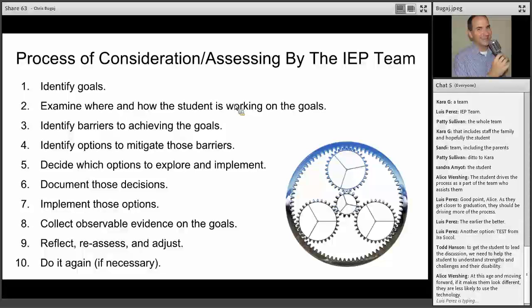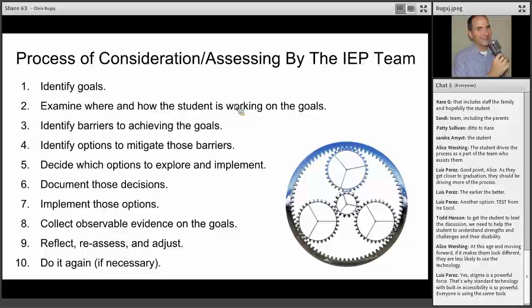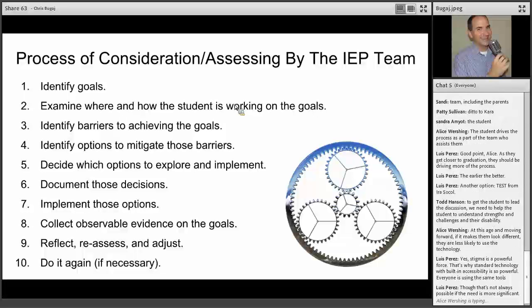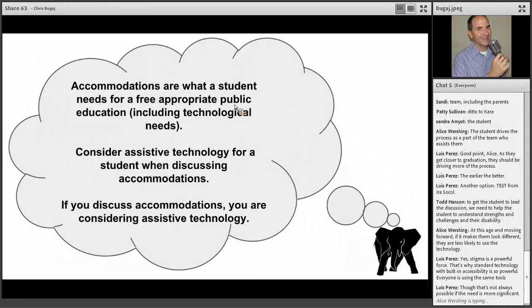Notice specifically it says you're collecting data on the goals. You're collecting evidence on the goals, not necessarily all that other stuff. You just want to see how the student is performing on those goals. And then you reflect, reassess, and adjust, and do the whole thing again as students meet their goals. That's really the heart of the consideration process. And again, so many people think of assessing and considering as two different things, but I think maybe it's time to think of those as two versions of the same process. Everyone's considering and then assessing at the same time.